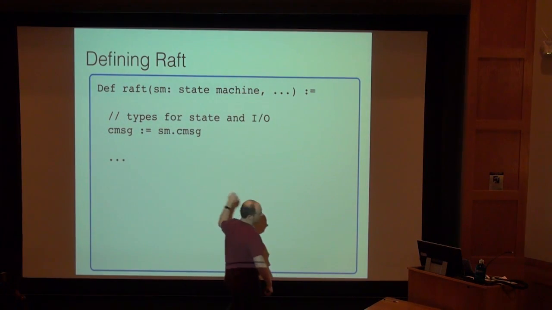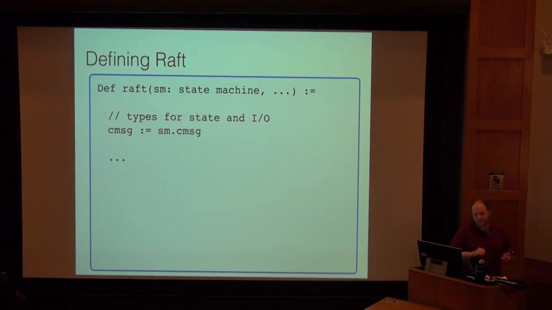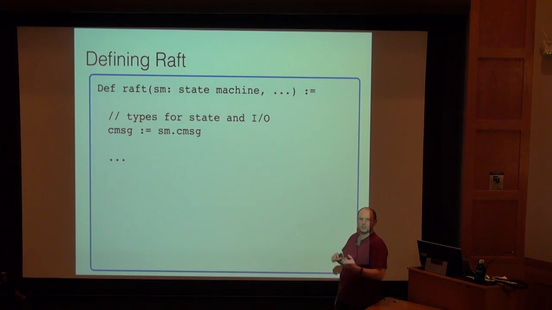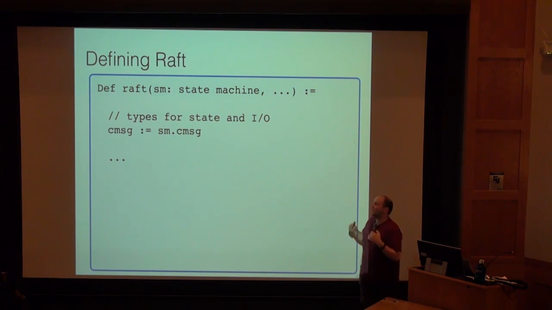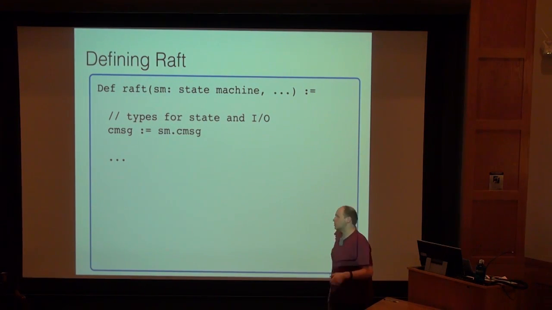And here I'm using CMessage for client message. It's just like our input and output type we've been seeing. Don't worry too much about that. So I'm going to define a system. I'm going to be parameterized by a state machine, some stateful function that I want to replicate. And I'm going to maintain its interface, right? I'm going to have the same input and output types that state machine had.